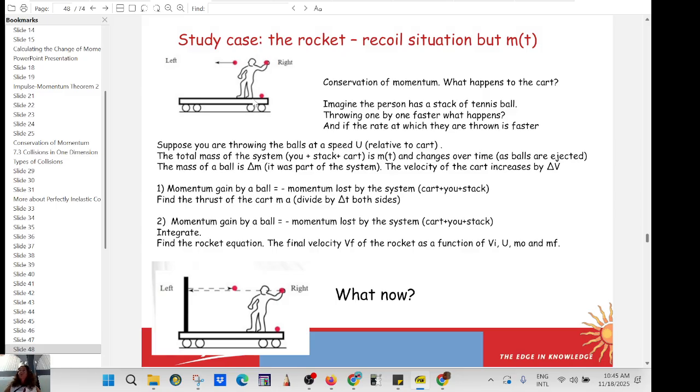And the thrust that you will get, so that means this goes to the right, depends on how fast you are throwing those balls, right? And how many of them per second. So that's your guts. So let's try to see if you can find this equation.